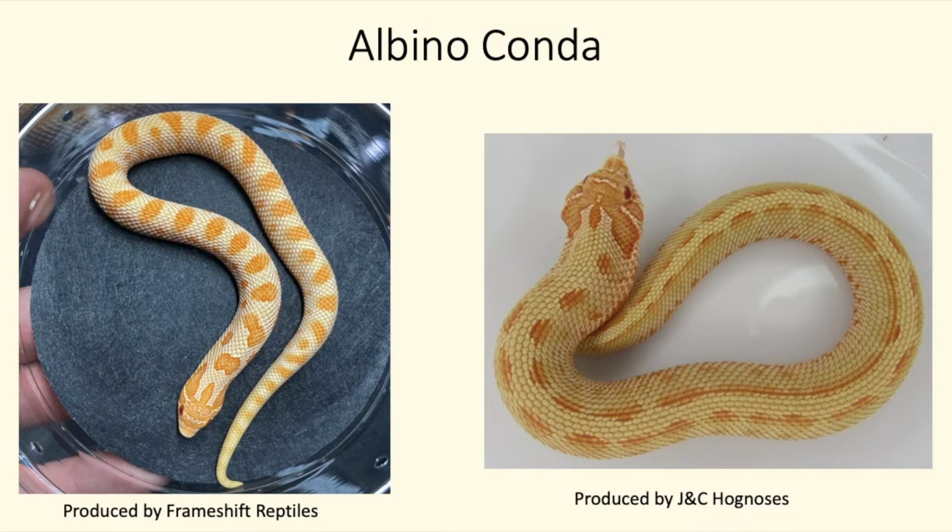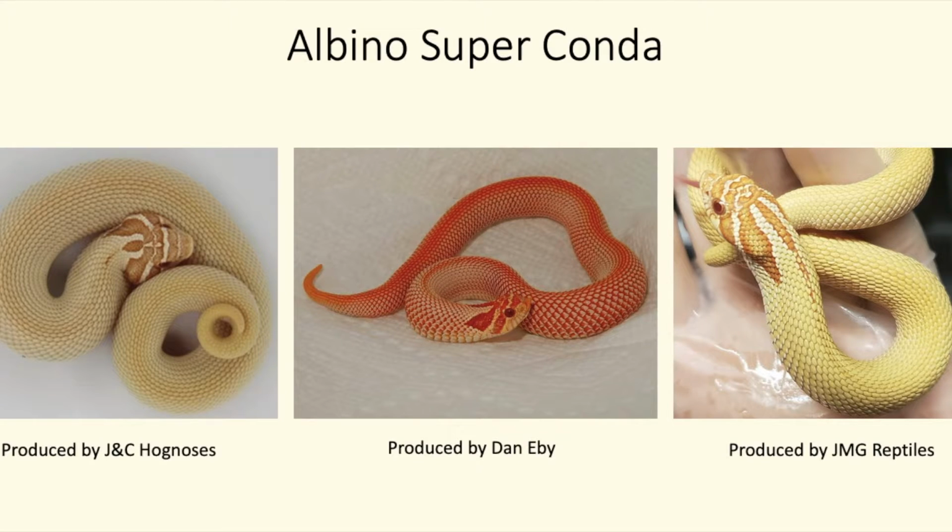When we go a little further with the super anaconda, if you saw my super anaconda presentation, you'll remember these slides. This is a complete pattern reduction except for the head stamp. And like I said, look at the different colors that you have with the albino gene, especially the one in the middle, which is the extreme red version, which is my favorite.